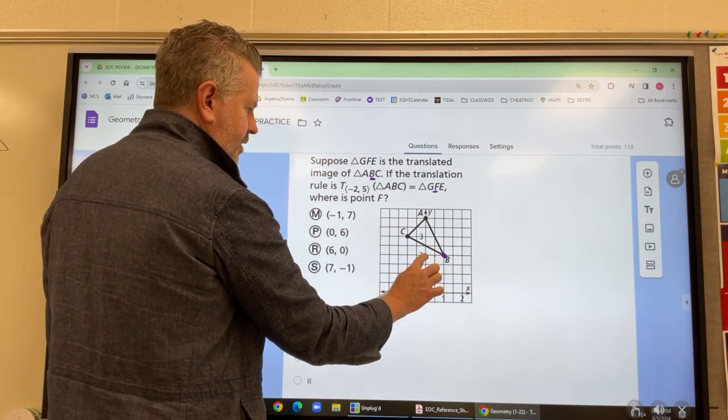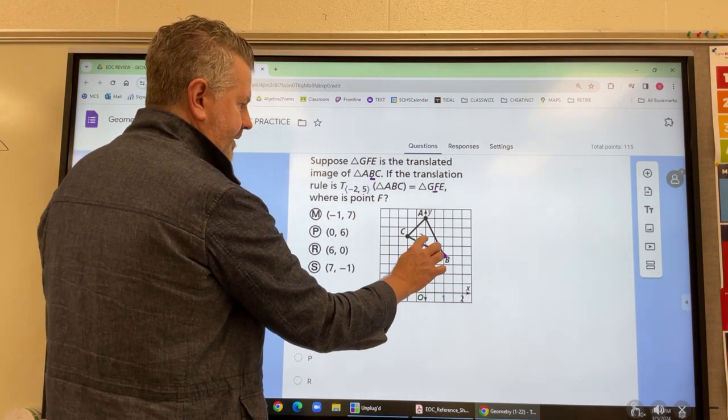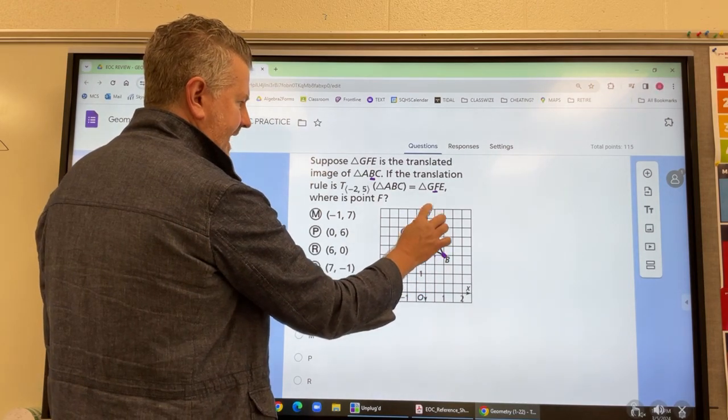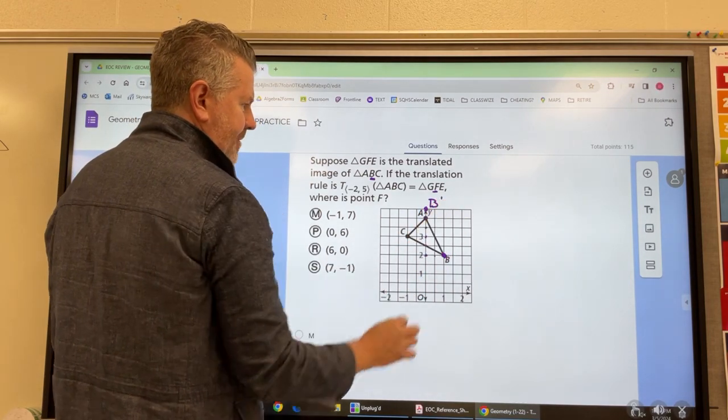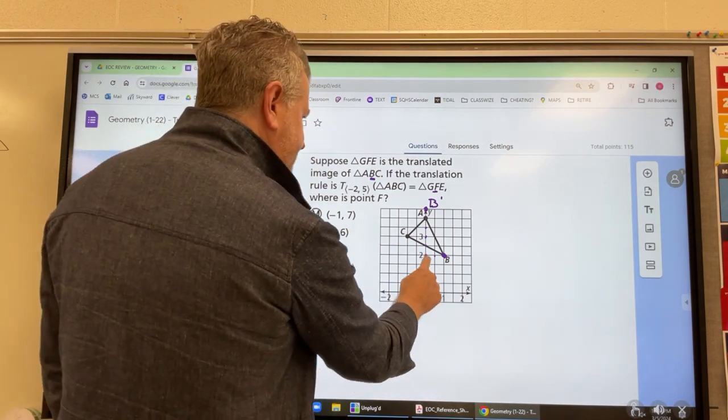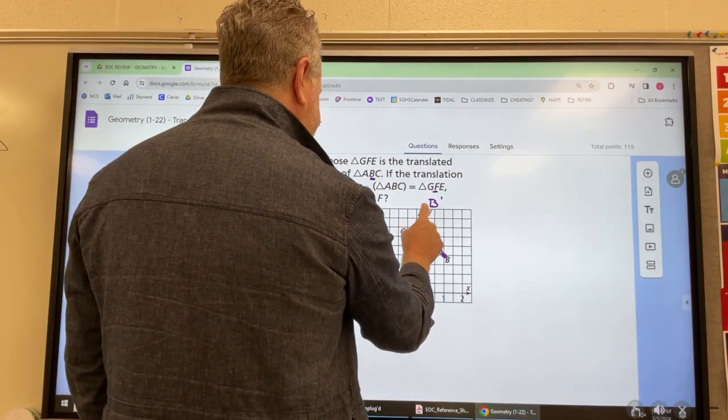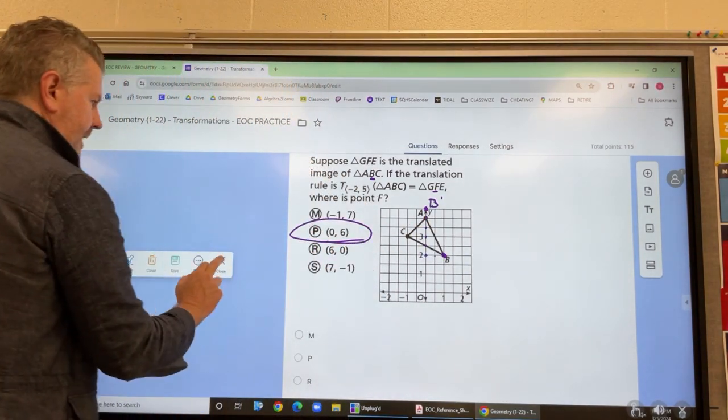So we're going to go left 2 and up 5. 1, 2, 3, 4, 5. There's where B ends up right there. There's B prime right there. So that is 0, 3, 4, 5, 6. 0, 6. There we go. That would be P right there.